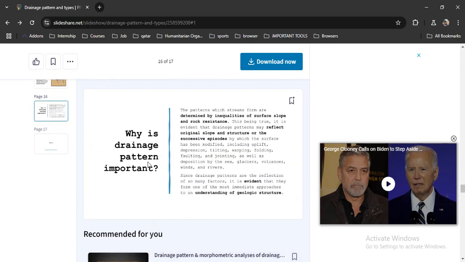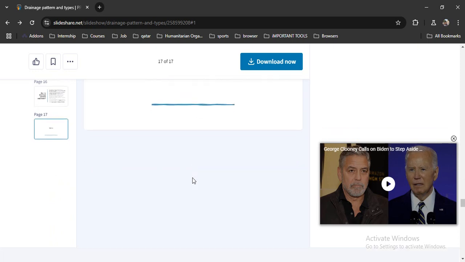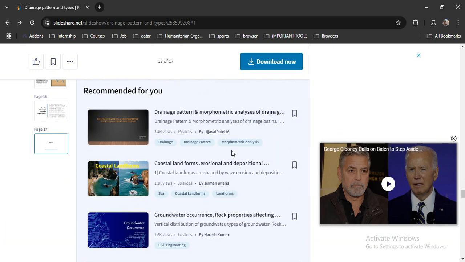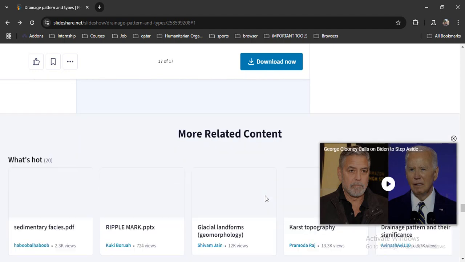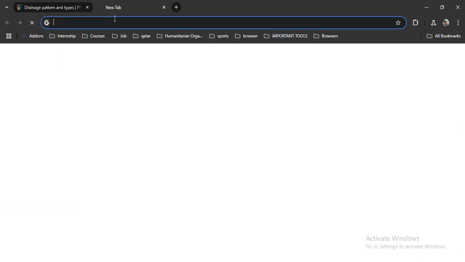Okay, why is drainage pattern important? I don't need those things. Why is drainage pattern important? Okay, still I can use it. The patterns which streams form are determined by inequalities of surface slope and rock resistance. This being true, it is evident that the drainage pattern may reflect original slope and structure of successive episodes. Okay, fine, but I need something else.